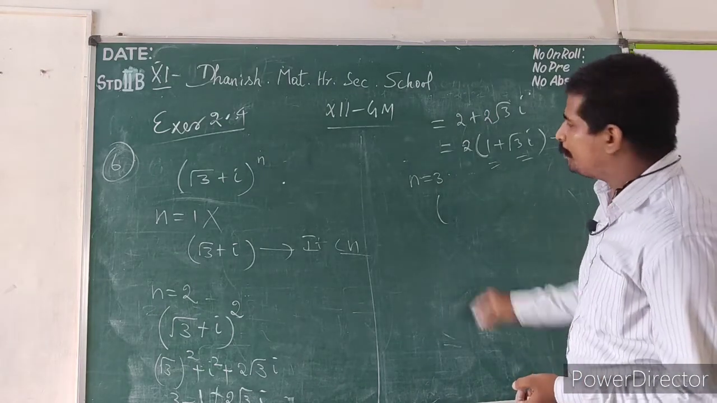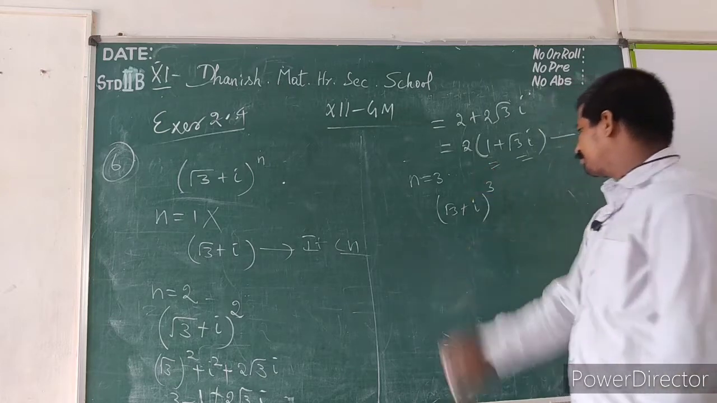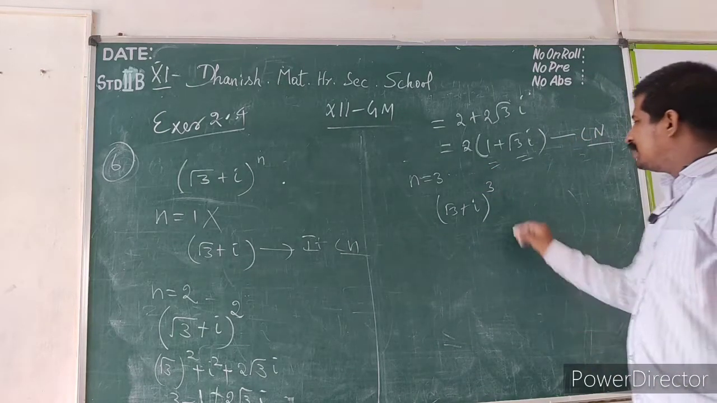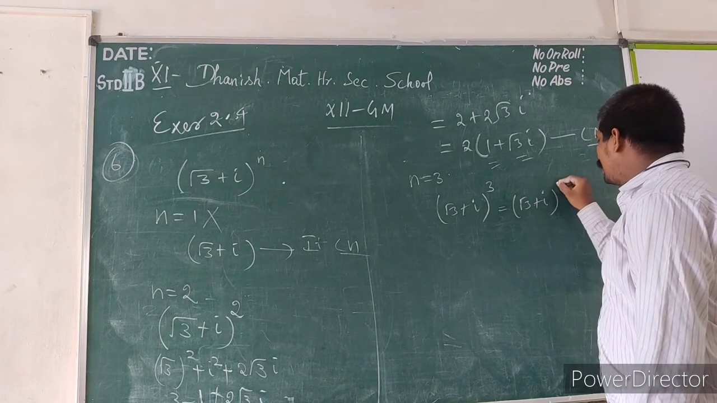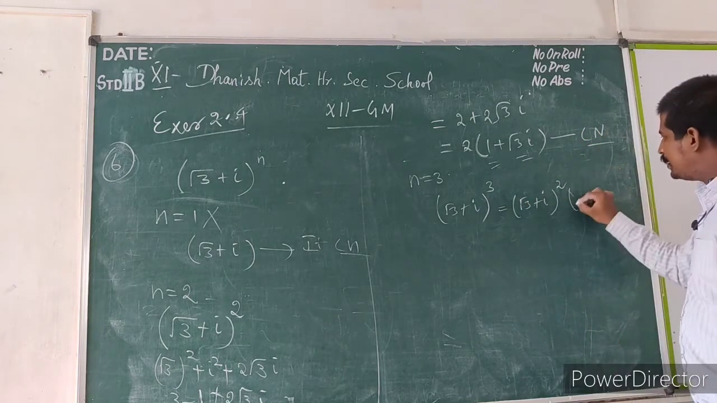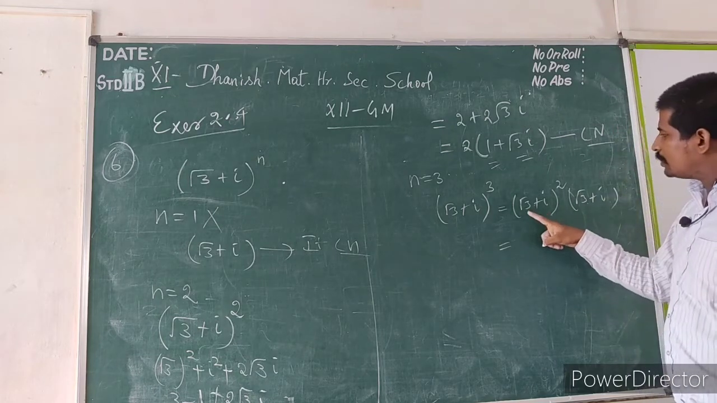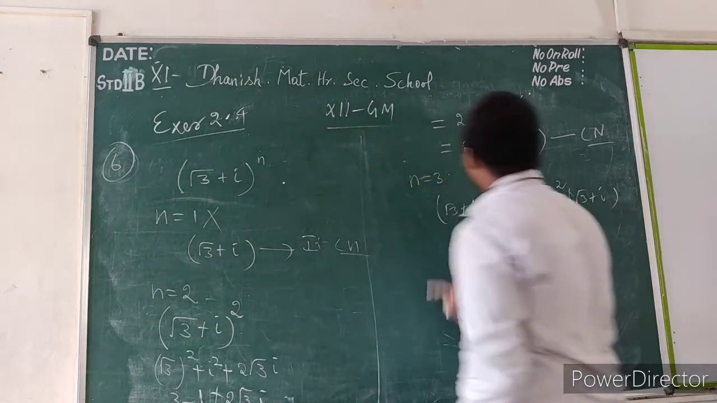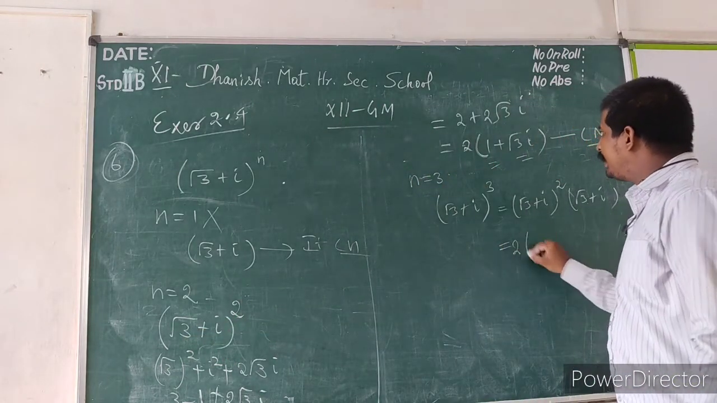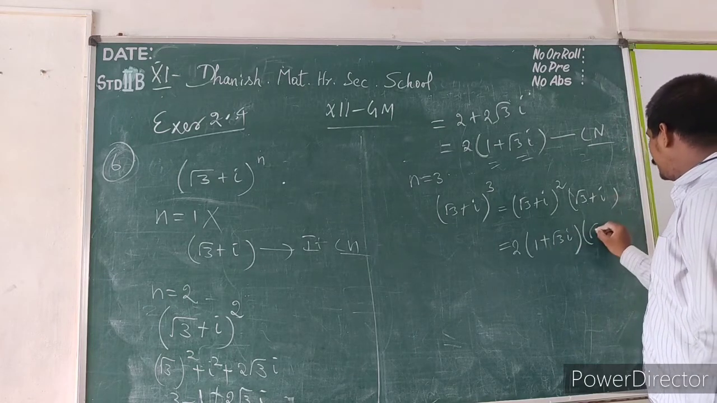Okay, now I'm going to put n as 3. So the next step would be (root 3 plus i) whole power 3. This term can be written as (root 3 plus i) power 2 into (root 3 plus i). We know the value of (root 3 plus i) whole square: 2 into (1 plus root 3 i) into (root 3 plus i).